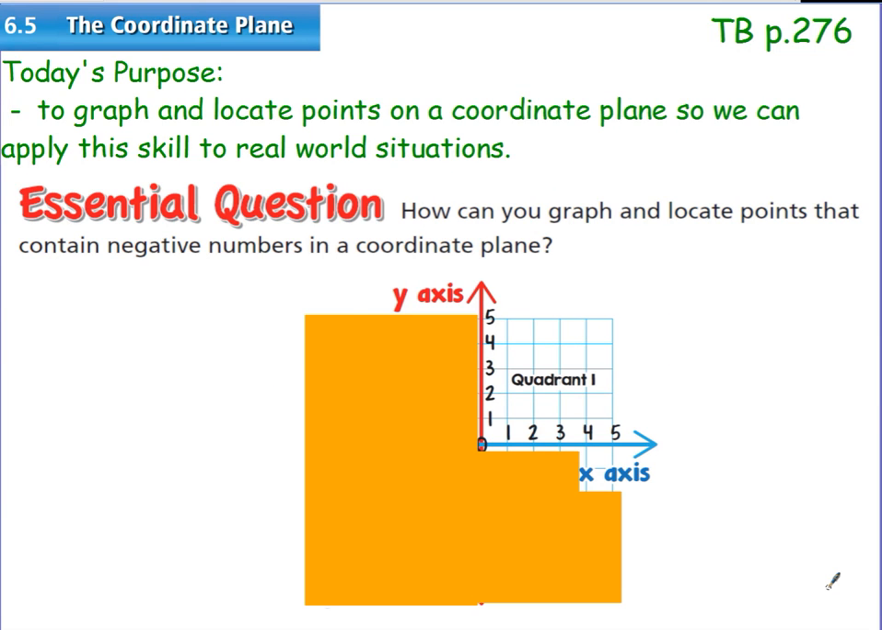Today's lesson is on page 276. It is 6.5, the coordinate plane. Our purpose today is going to be to graph and locate points on the coordinate plane so we can apply this skill to real-world situations.